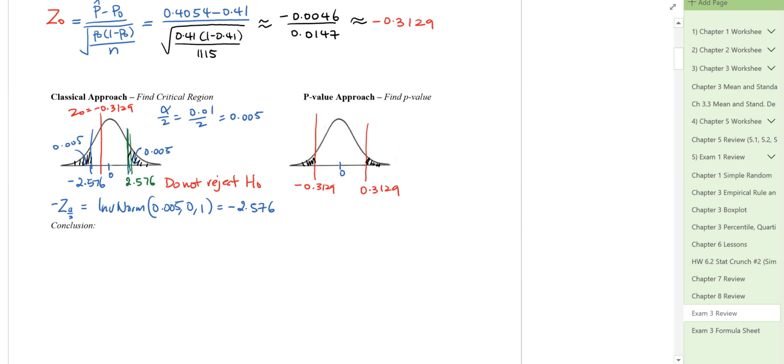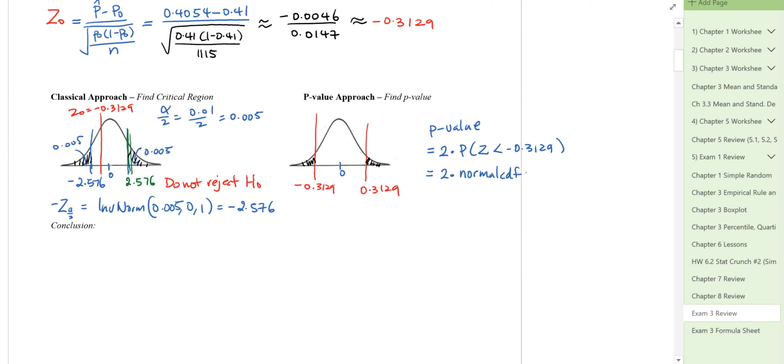So I say p-value is equal to, I can do any one of those tails. Let's do the one on the left. 2 times the probability of Z less than negative 0.3129. Again, the reason I'm multiplying by 2 is because they're symmetric. I can just do one of them, because the areas in both tails are equal to each other. All right. So using your calculator, 2 times normal CDF.